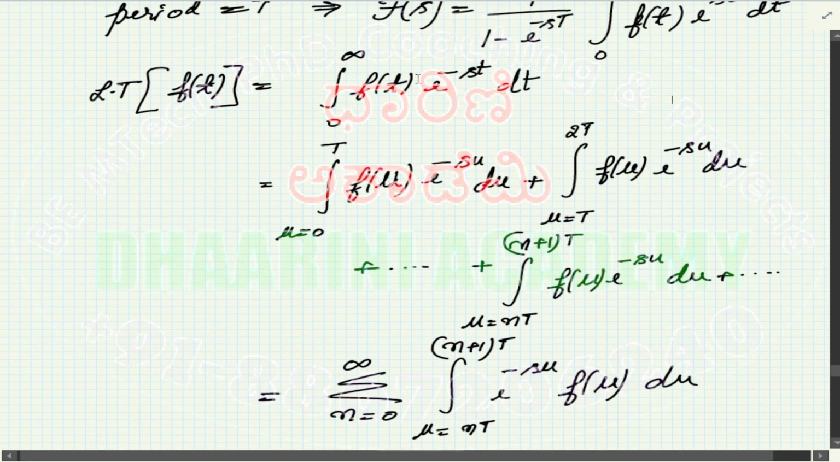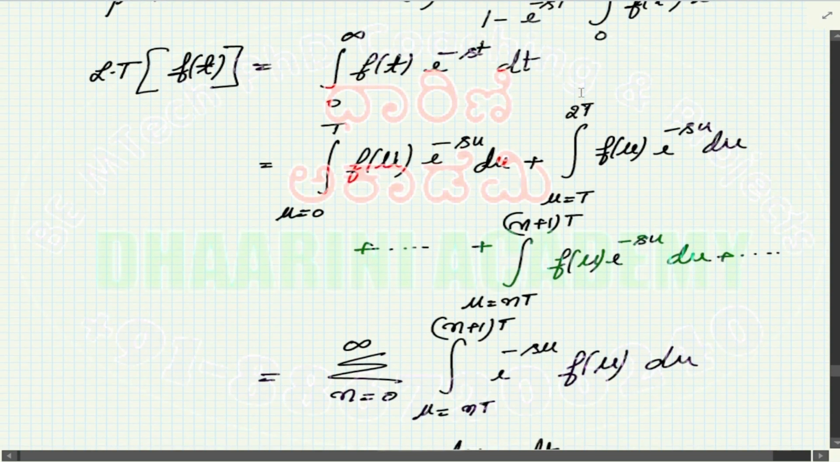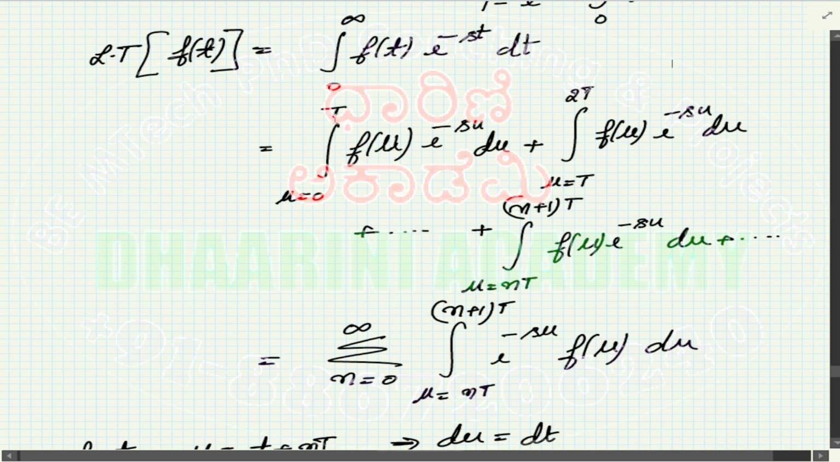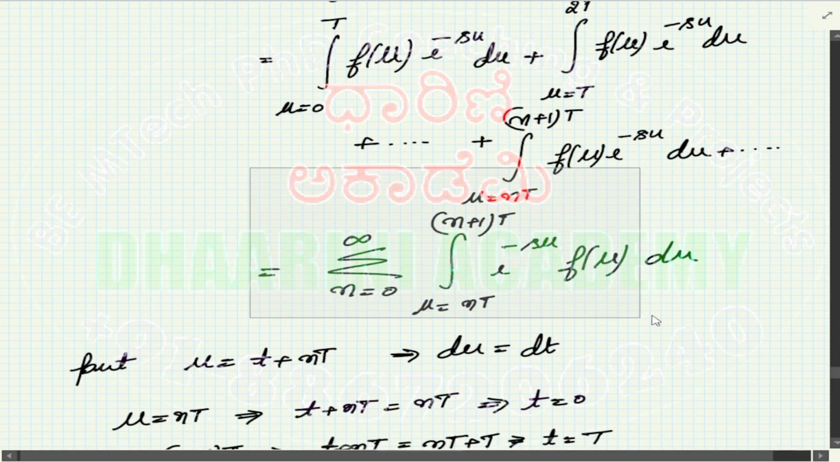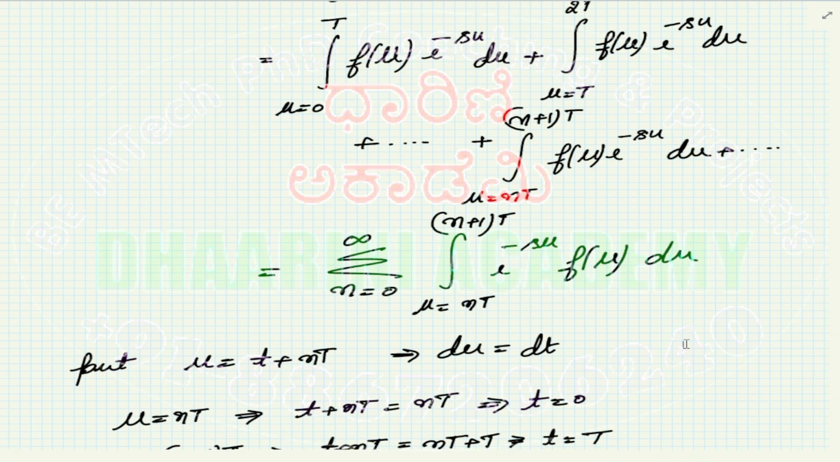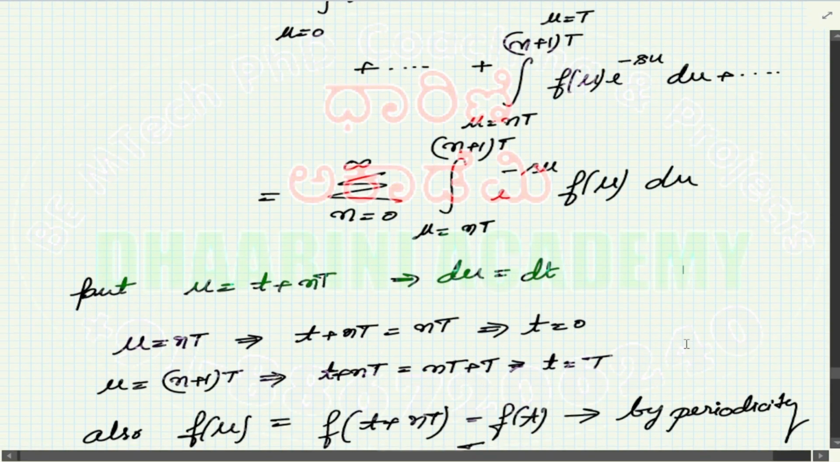0 to infinity f of t e to the minus st dt is the required function. But we know that it is repeating. So since it is repeating, you are taking from 0 to T f of u e to the minus su du. Change of variable, that is valid, right? T to 2T, 2T to 3T, and so on. For all the possible terms, you are calculating it like this. That can be reduced to this form: summation n is 0 to infinity, starting from nT to n plus 1 T, e to the minus su f of u du.